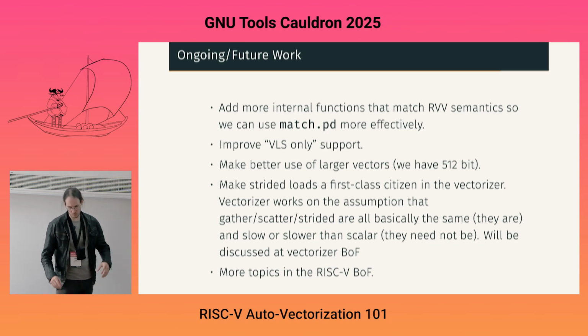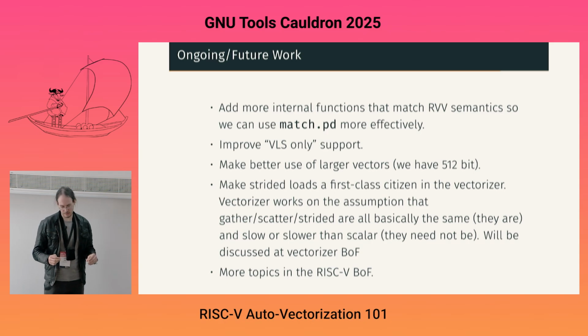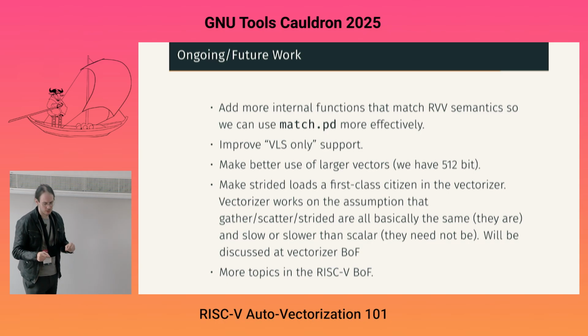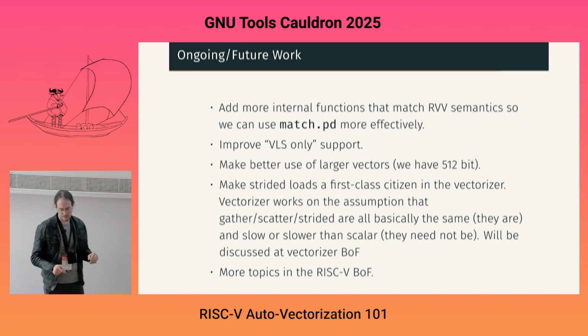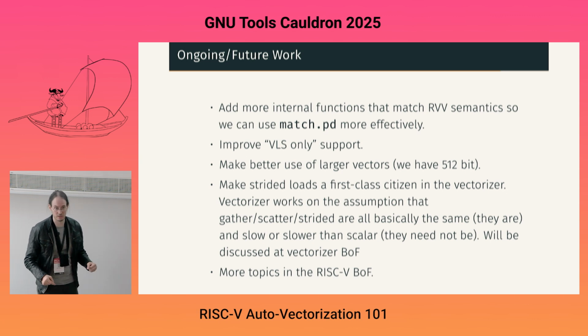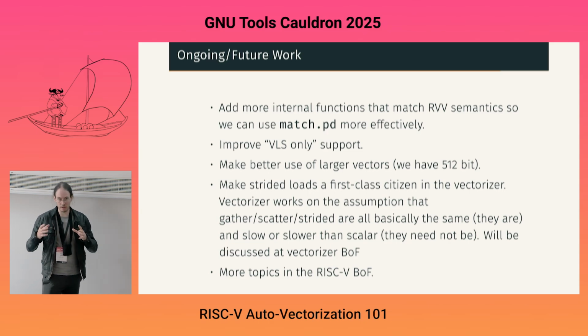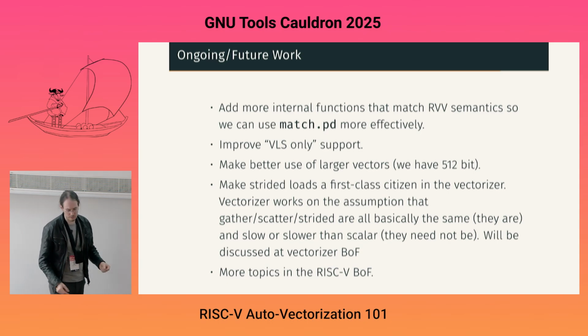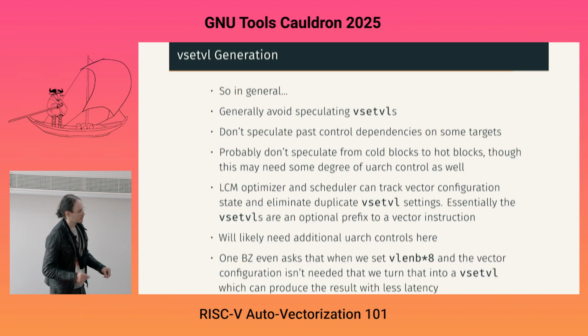And what's also part of that is the vectorizer right now just thinks everything is the same, which it kind of is, but it might be, or is probably, slower than scalar, which it is not, definitely. At least for our microarchitecture, it's not. It's faster than scalar. But right now, it's modeled as a series of scalar loads in the vectorizer, which is definitely not true for us. Yeah, and more topics are going to be in the RISC-V BOF. And so, over to you.